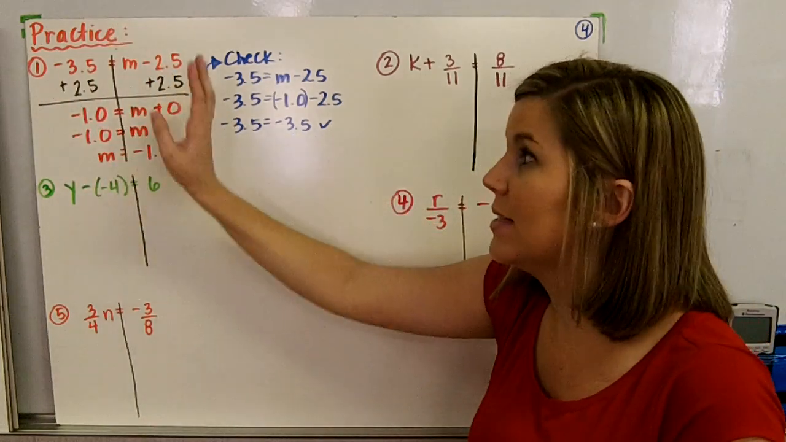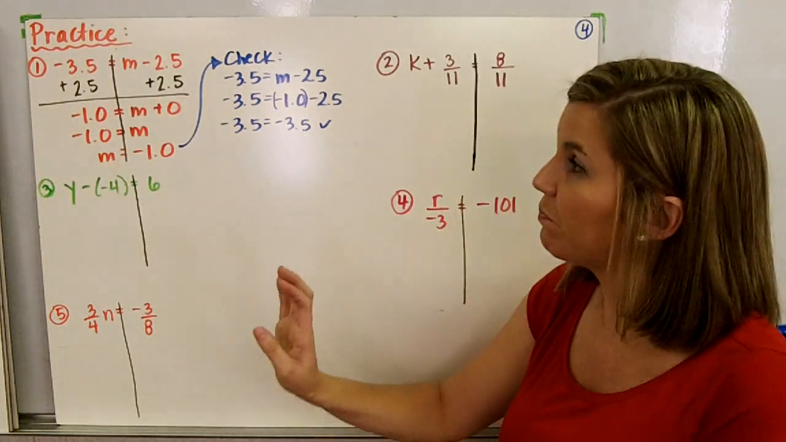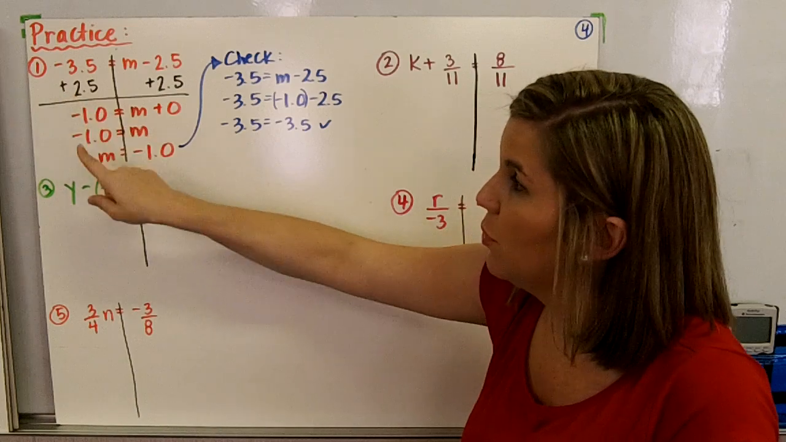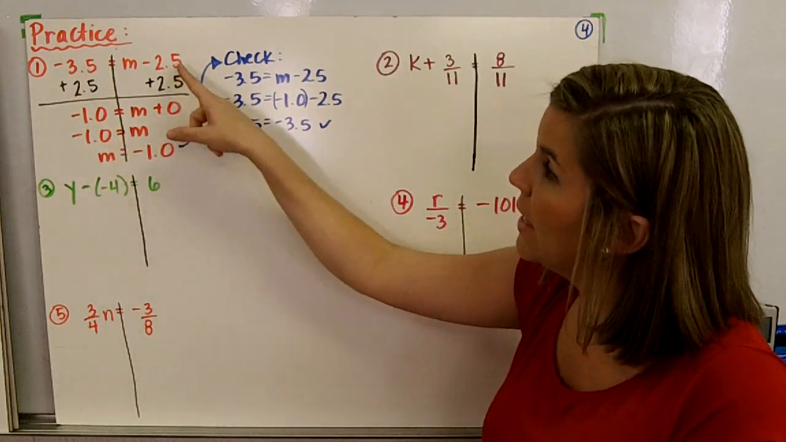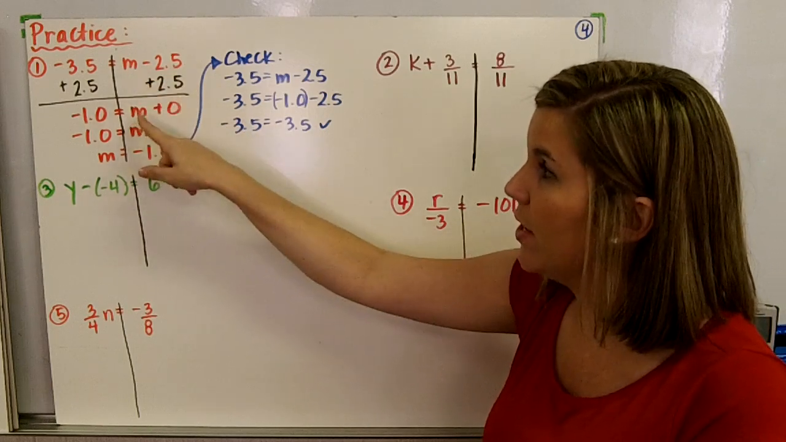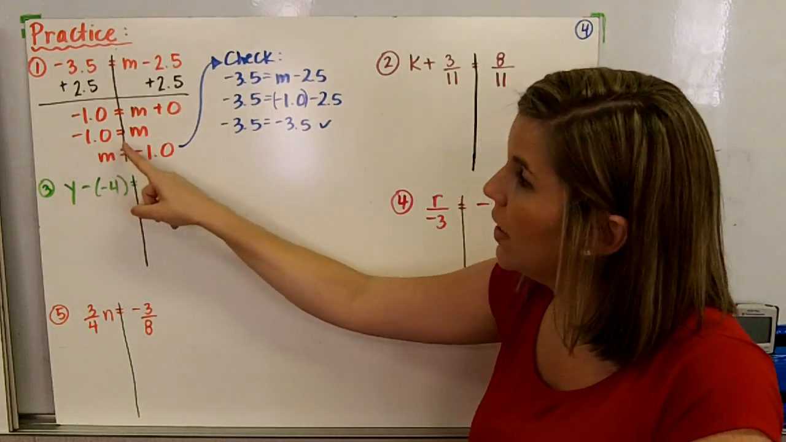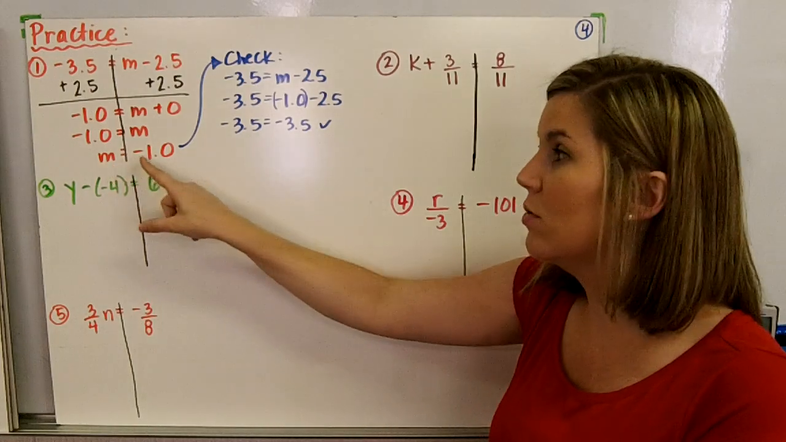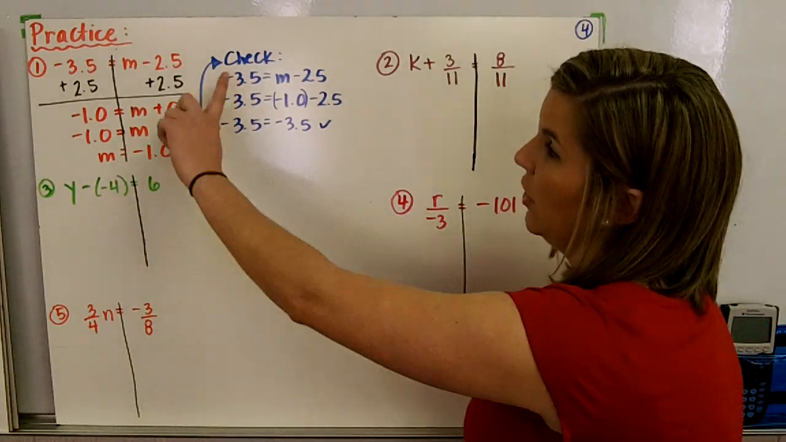So I draw that line to separate. This is one side of the equal sign and this is the other side. Add 2.5. So -3.5 plus 2.5 is -1.0 or -1. -2.5 plus 2.5 is 0. Carry down m. m plus 0 is just m. Now I have -1.0 equals m. That's the same thing as saying m equals -1. Alright, we can check.